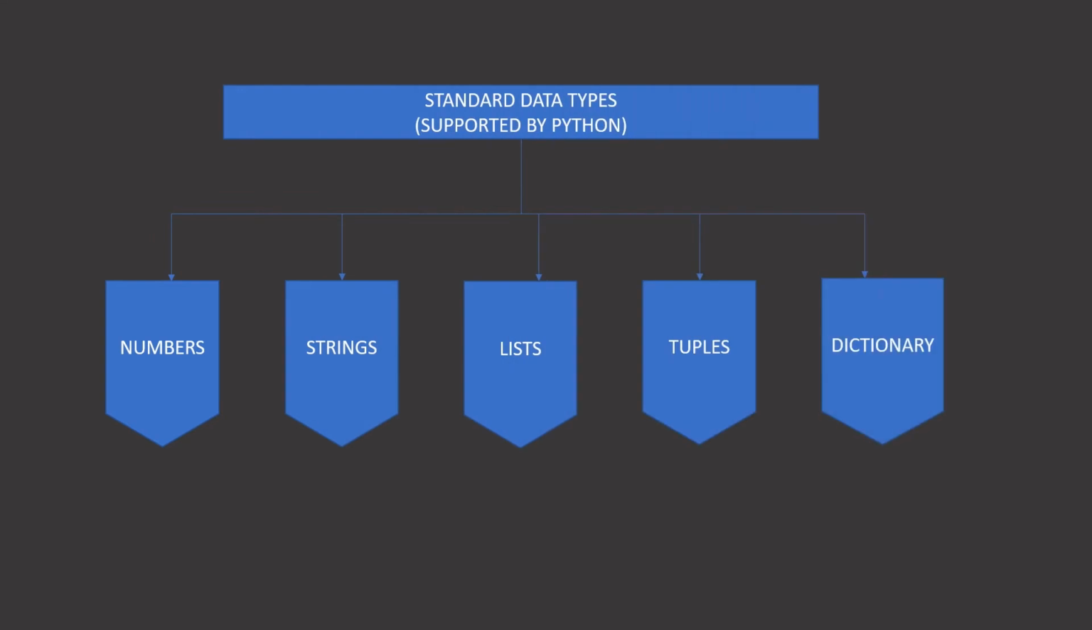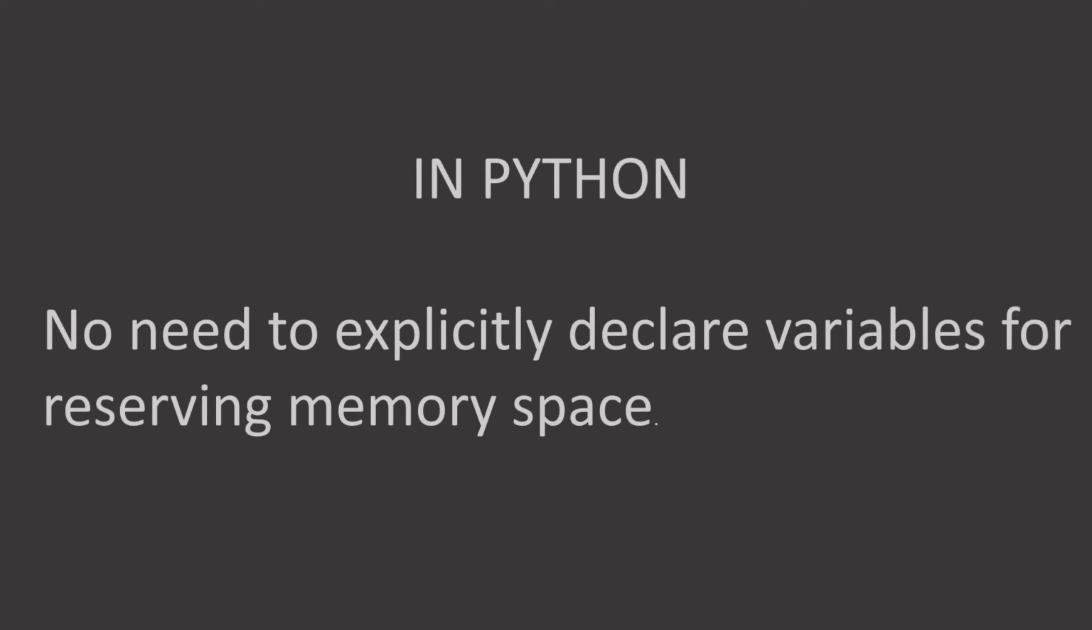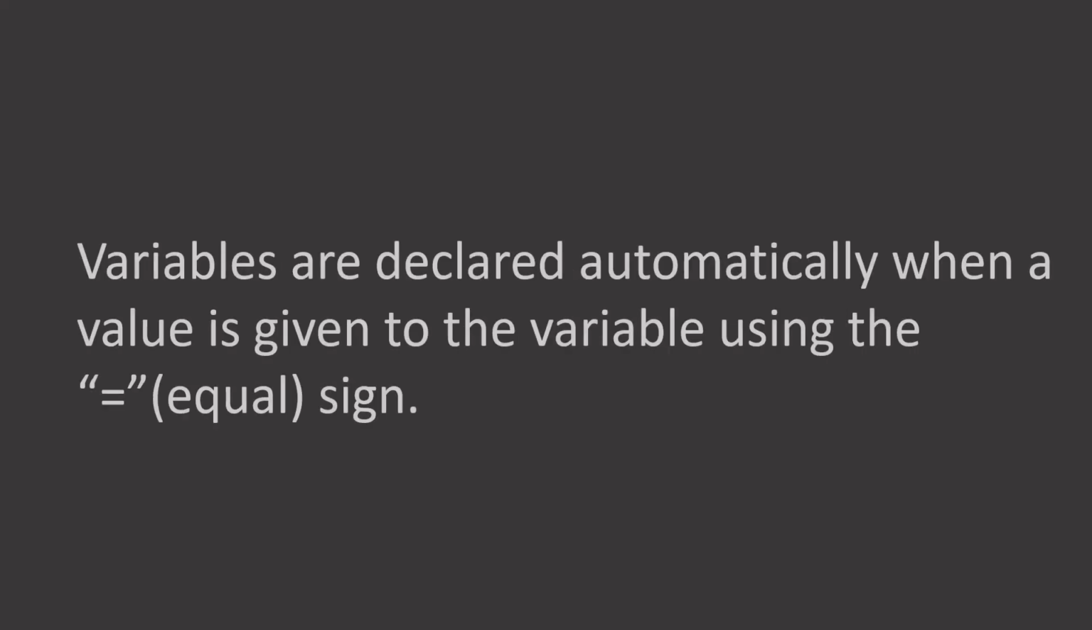Standard data types supported by Python are numbers, strings, lists, tuples, and dictionaries. We will get to them in detail further. In Python, there is no need to declare variables for reserving memory space. Languages like C, C++, and Java need to explicitly declare the variables in order to use them further in the program. But in Python, there is no need for that. Variables are declared automatically in Python when a value is given to the variable using the equal sign. So for example, when we write a equals 10 in Python, the variable is declared automatically.